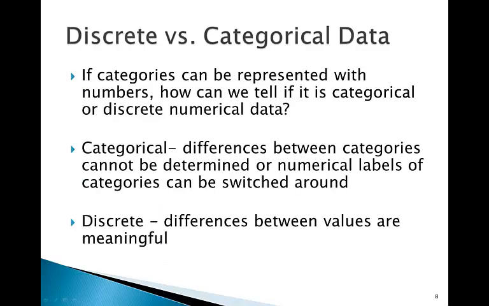Sometimes there's some confusion between discrete and categorical data, and this often occurs if we have something that's discrete, but there are few options that the variable takes on. So the difference between categorical and discrete numerical data is that in discrete data, the numbers actually mean something. In categorical data, the numbers are just a label.